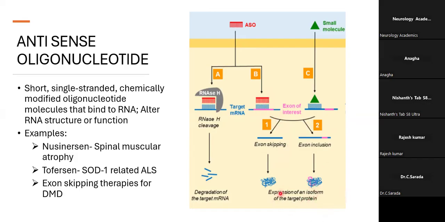This isoform of the targeted protein may not have all the functions of the normal protein, but it will still have some partial functions and will be able to compensate for the disease activity. So this method is used in case of both antisense oligonucleotide and small molecules. The examples of antisense oligonucleotides that are currently approved include nusinersen for spinal muscular atrophy, tofersen for SOD1 related ALS, and exon skipping therapies for Duchenne muscular dystrophy.